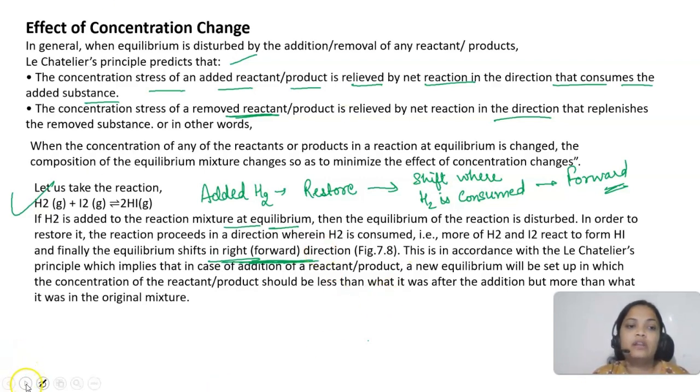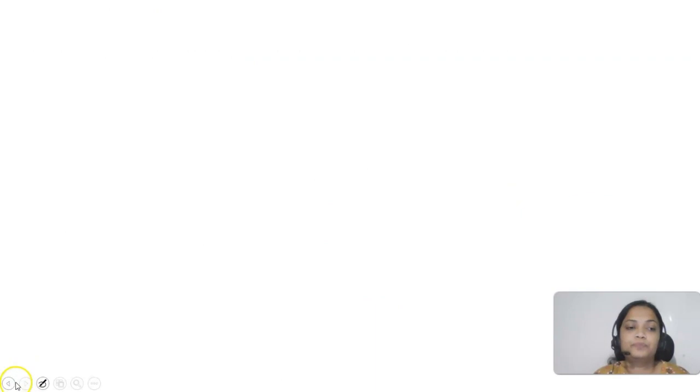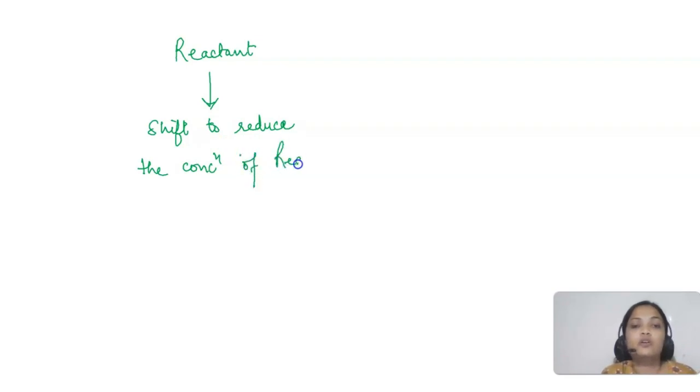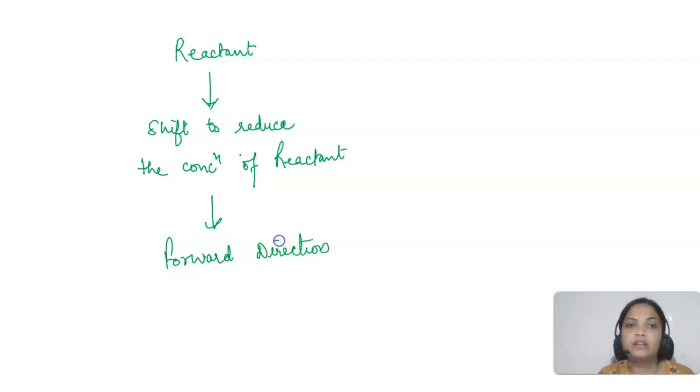All right, now let us talk about the general rule. If you are adding the reactant, try to understand, the system will shift to reduce the concentration of reactant. Where will the concentration of reactant reduce? In the forward direction. So this is a flow chart, you have to remember that the system will shift in the forward direction.